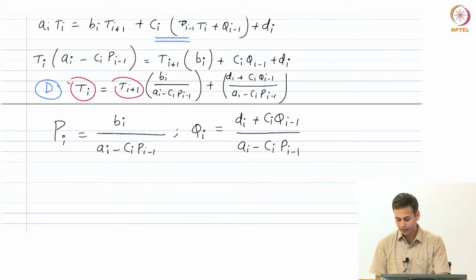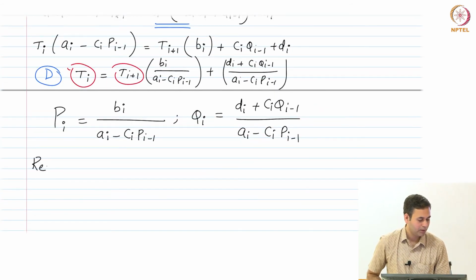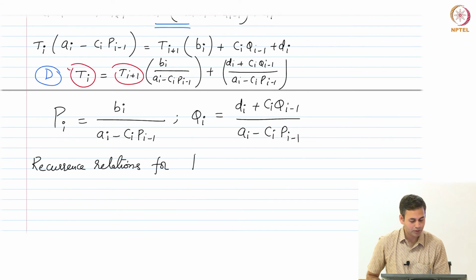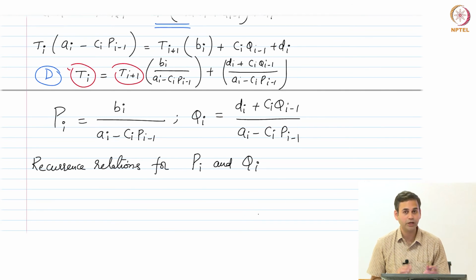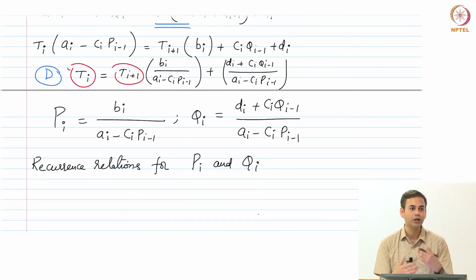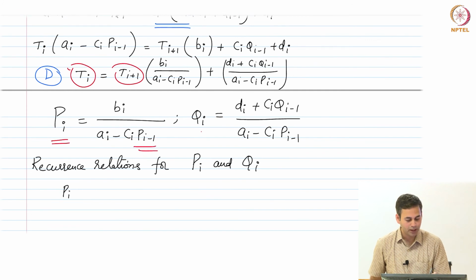Okay, now these are the recurrence relations for Pi and Qi, because Pi and Qi now depend on what? Pi minus 1 and Qi minus 1. Okay, so because it's kind of a recurring relation, only if you know Qi minus 1, Pi minus 1, you can obtain Pi, Qi and so on, right. So this is nothing but the forward elimination or forward substitution. We are calculating Pi, Qi from Pi minus 1 and Qi minus 1. Okay, so that is the forward substitution that we are doing. Because Pi now depends on Pi minus 1 and Qi depends on Qi minus 1 and Pi minus 1. Okay, so these are the recurrence relations.